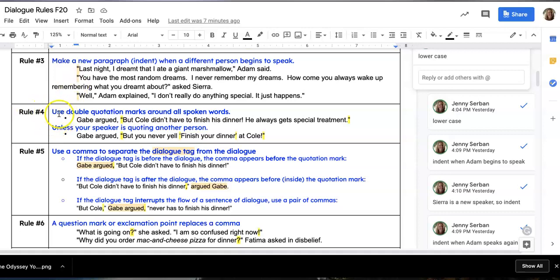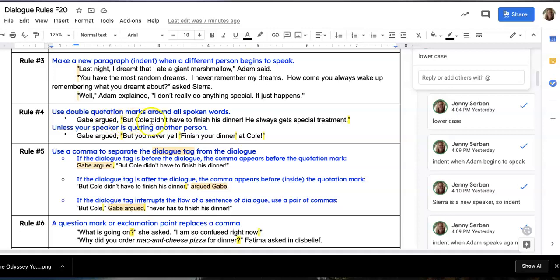Okay, rule number 4. Use double quotation marks around all spoken words. You can see that here, and then all the way down here. The exception is unless your speaker is quoting another person. So let me first talk about the double quotation marks.